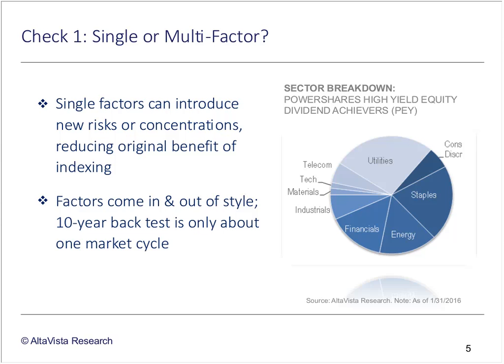Now, I should mention as a side note, since then, the index that PEY tracks has adopted some diversification requirements that limit a single sector to 25% upon rebalancing. But this still illustrates how single factor funds can become quite tilted and therefore lose some of the diversification benefits of index investing.